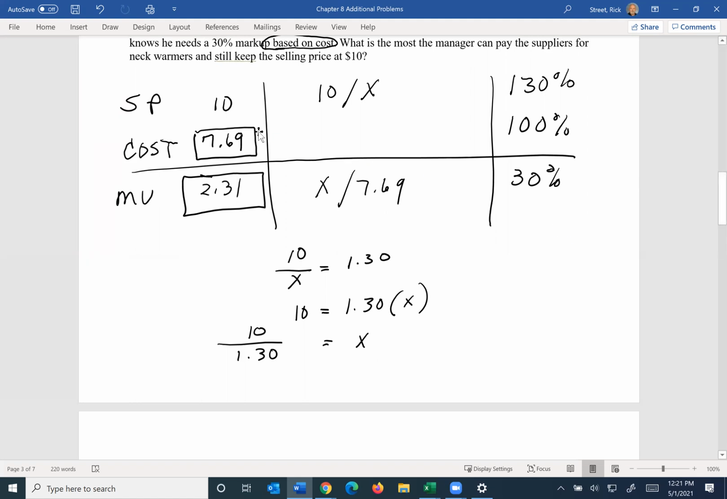And so that's a calculation of cost, specifically having cost set at 100%, or the base. So this is a calculation of achieving a markup based on the cost as opposed to the sale price.